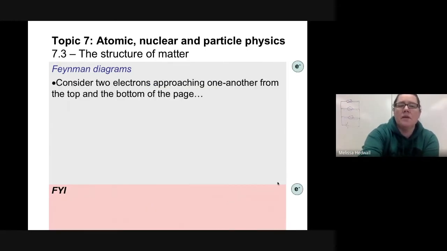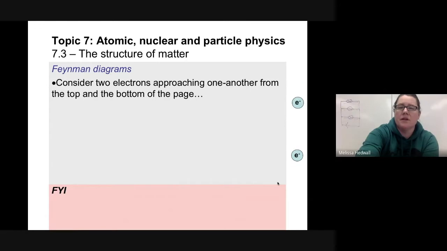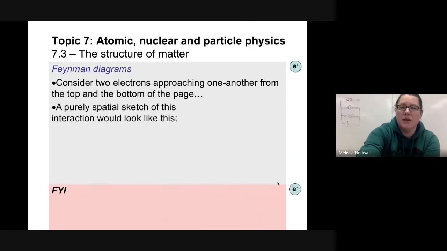So what happens, if you watch the side of the screen here, you have 2 electrons approaching each other. So they go up and back, up and back. And so this is the motion of what's happening. They're not moving to the side. They're just moving up and back.